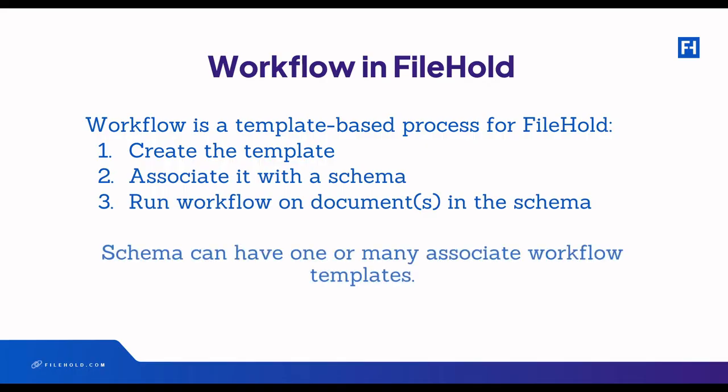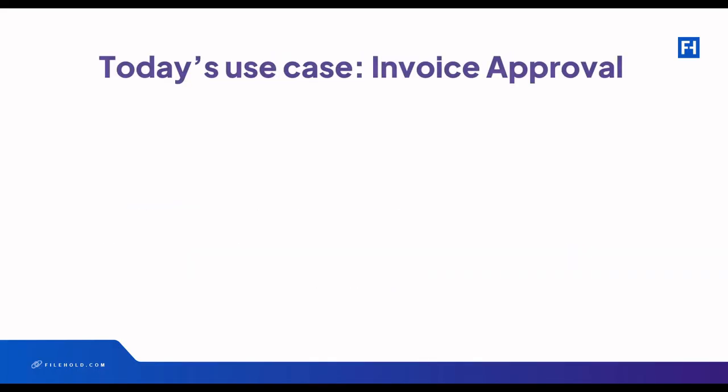we run the workflow on a document or documents in that schema. Now, a schema can have one or many associated workflow templates. So we could have one workflow that gets associated with that in a template, or we could have multiples. We can also have multiple schemas with the same workflow template and therefore multiple documents from different schemas all put through a single workflow process. As long as the workflow template is associated with the schema, then a document in that schema can go into that workflow.